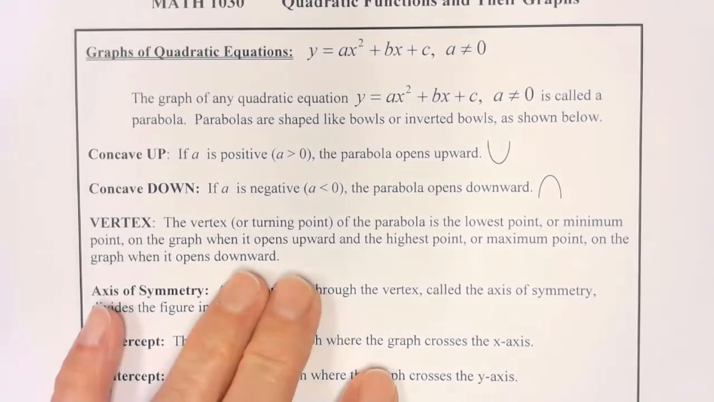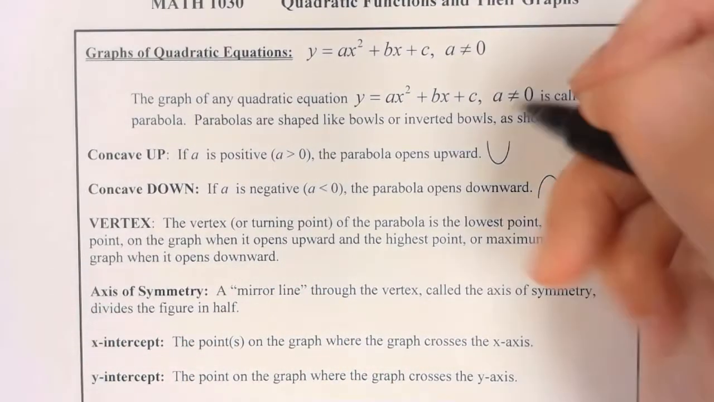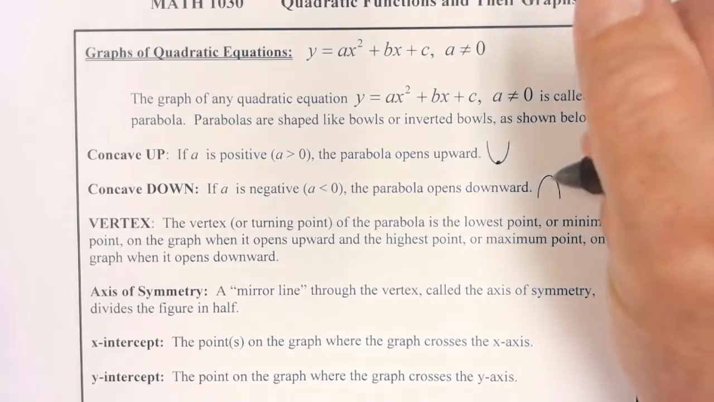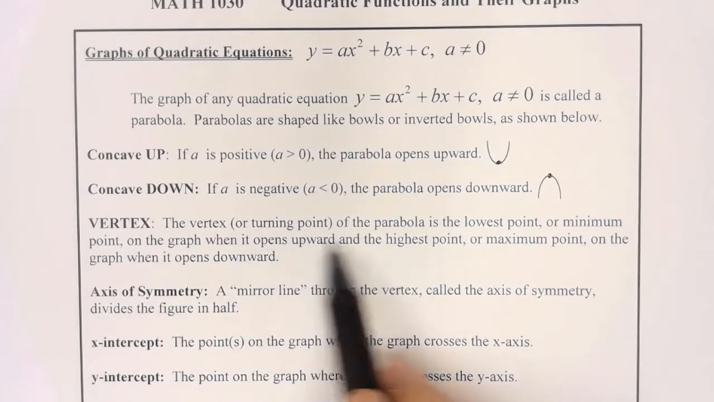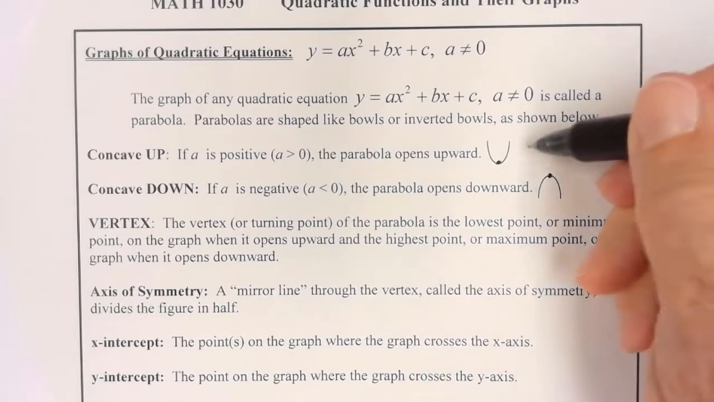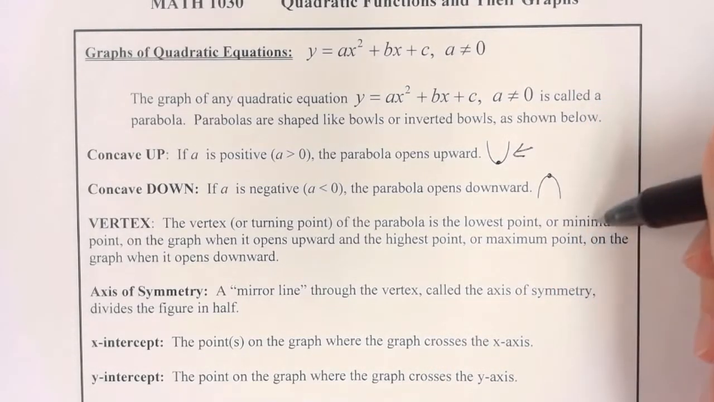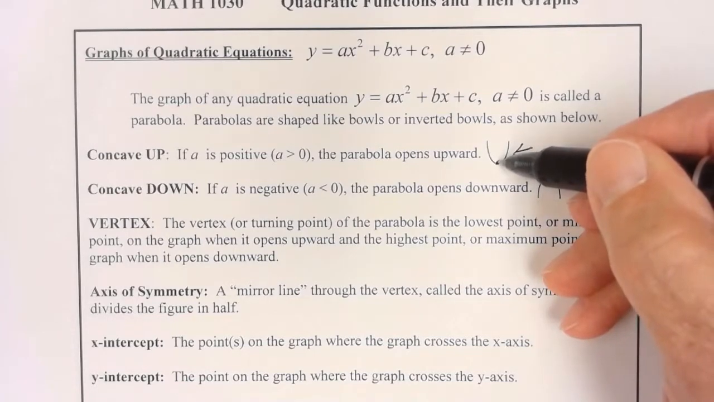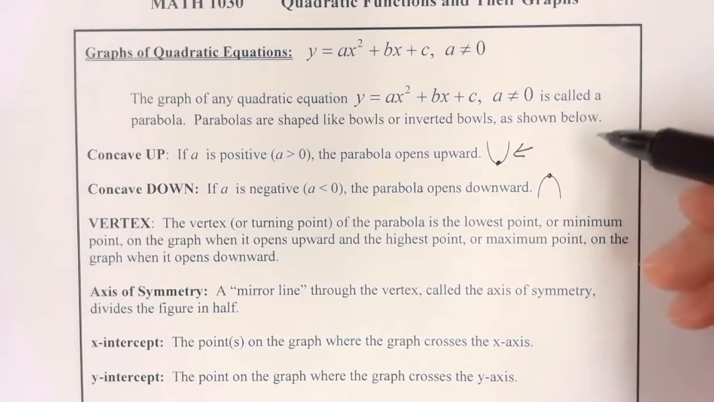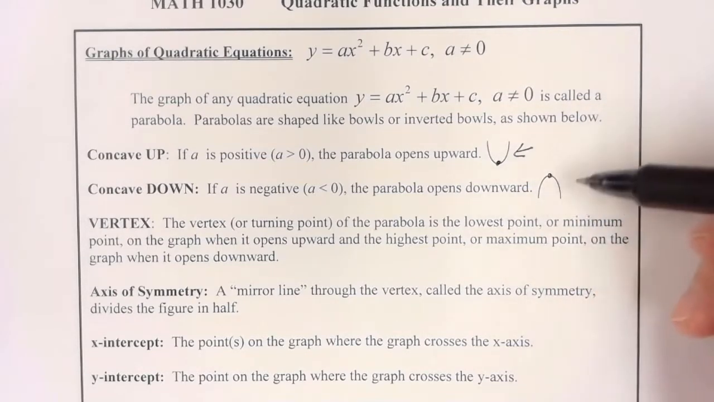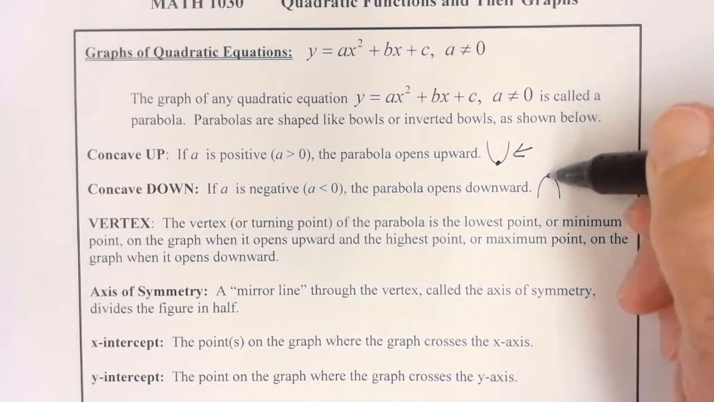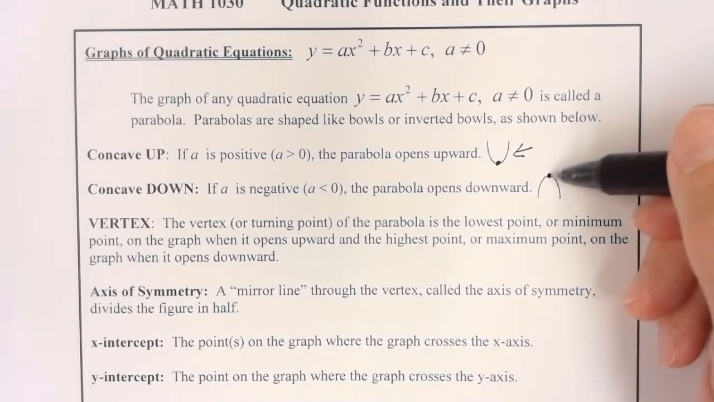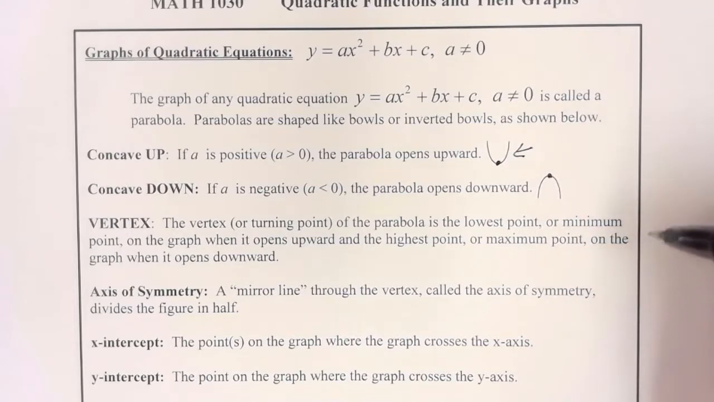Now the vertex, or the turning point, this is considered a turning point. The vertex of the parabola is the lowest point, or minimum point on the graph when it opens up, because that is the smallest y value that will be on that whole curve. It's considered the highest point, or maximum point, on the graph when it opens downward, because that's going to be the largest y value I have on this whole curve.